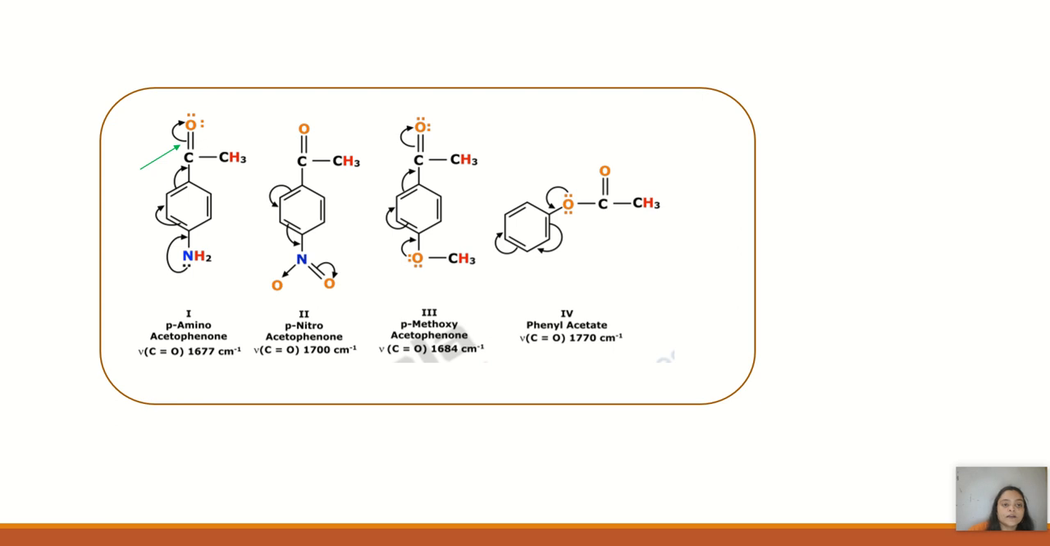The next example, here we are taking minus R, NO2. NO2 shows a minus R effect, so it directly takes the electron from C double bond O, and C double bond O gets converted into C triple bond O. So here with C triple bond O, the force constant increases. So we observe that the frequency is enhanced to 1700 centimeter inverse. The remaining examples are para-methoxyacetophenone and phenyl acetate. Further factors we will discuss in our third video lecture. Thank you.